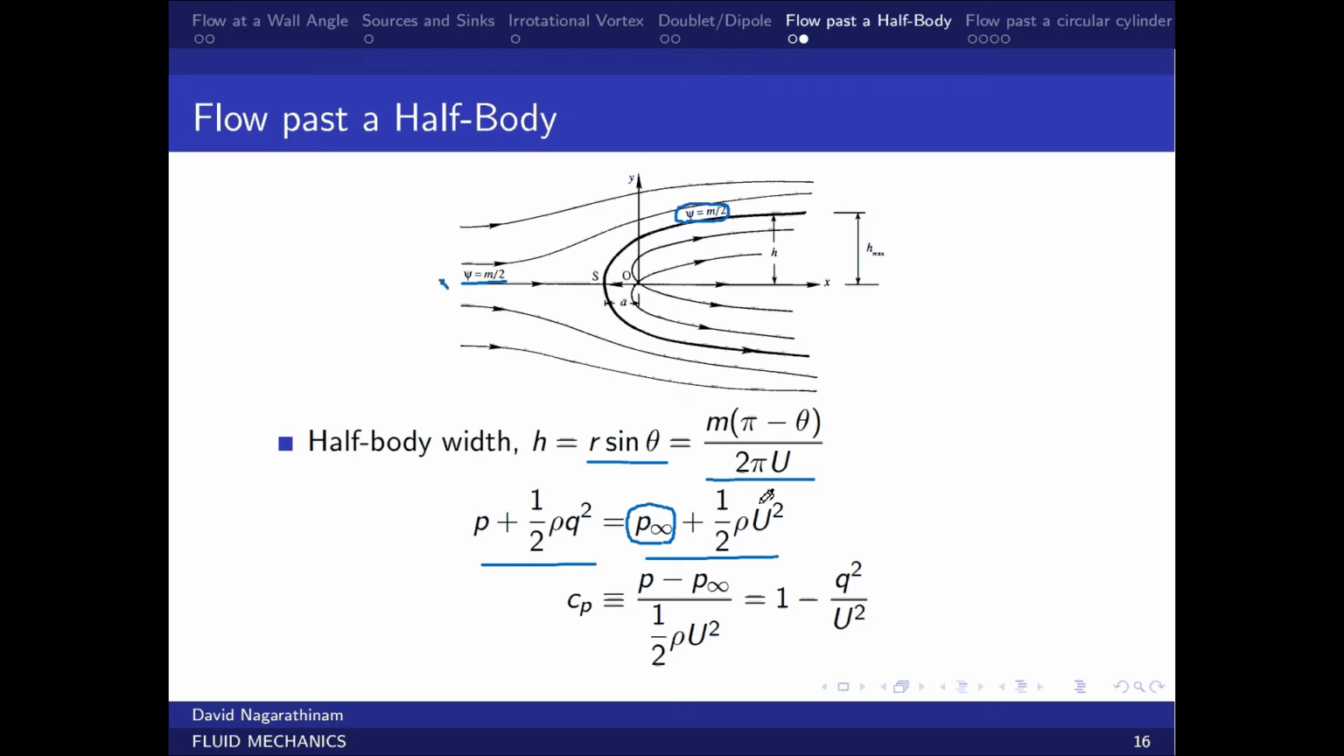The velocity of the free stream is represented by capital U. Here, capital U is the velocity due to the source, due to the free stream. And hence, in such a scenario, the non-dimensional pressure or the pressure coefficient can be represented by the functional form as shown here.